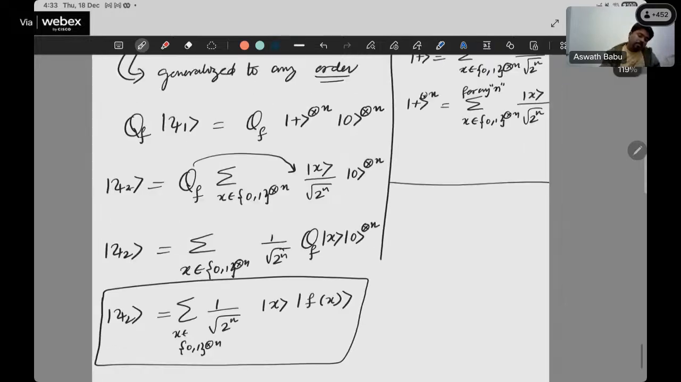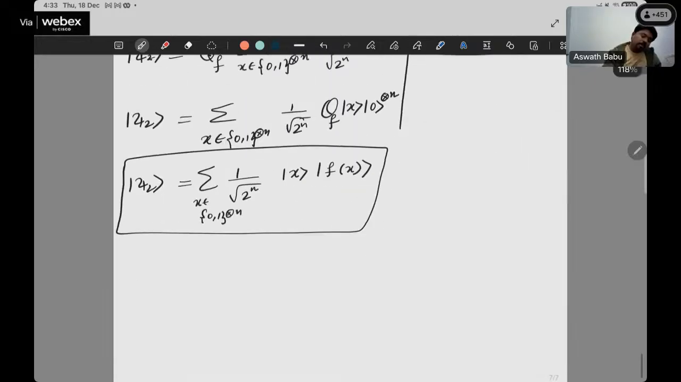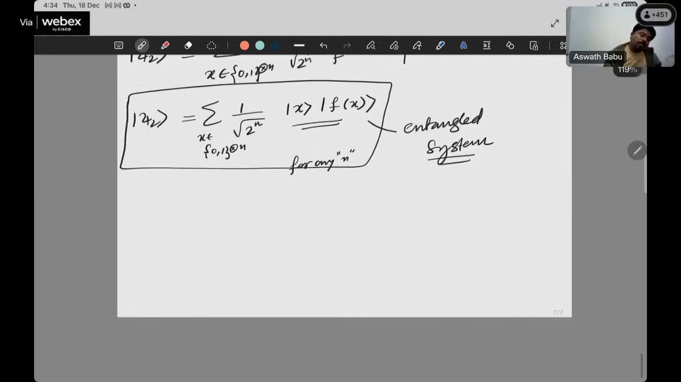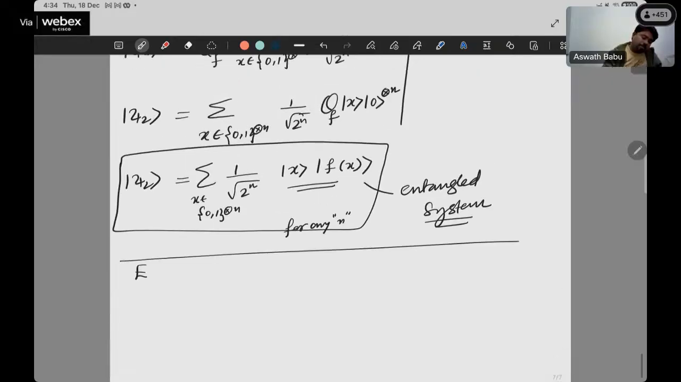This psi 2 is slightly different from the earlier psi 2, the Fourier quantum oracle function acting on this. That one is for n equal to 1 and this is for any n. Now if you carefully look at this, this is an entangled system. How is this an entangled system? Let me explain.